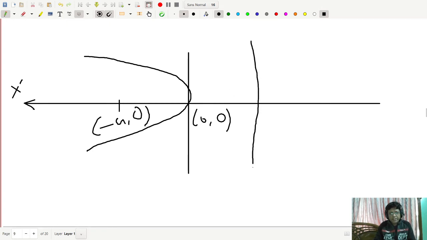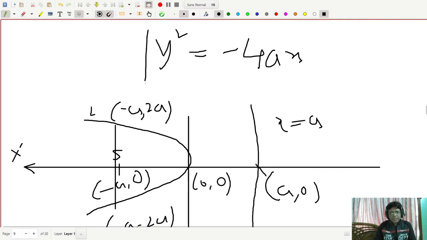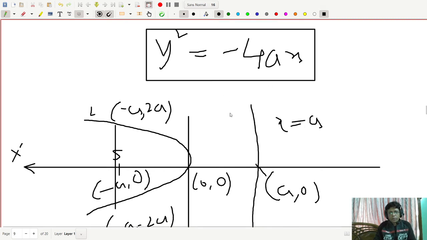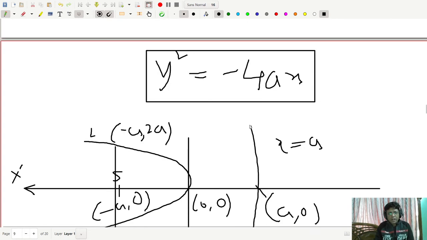Vertex is the same, and the directrix will be in the opposite direction of the focus. So this is your focus, and x equal to a is the equation of the directrix. Length of the latus rectum remains the same, 4a, and the extremities are (minus a, 2a) and (minus a, minus 2a), right? This is the second standard form, y square equal to minus 4ax, of the parabola. How are you getting this equation, that may be the question from your side. The answer is you are getting this from the relation SP equal to PM.